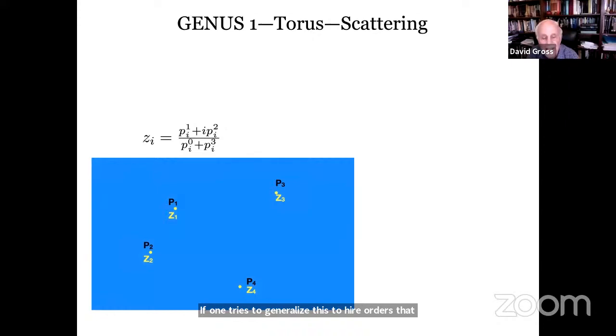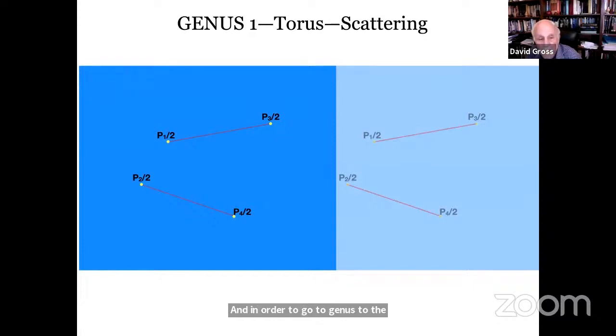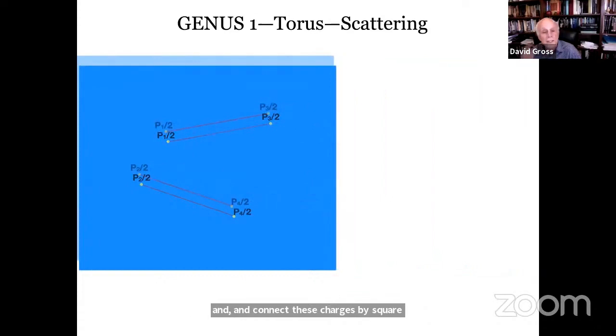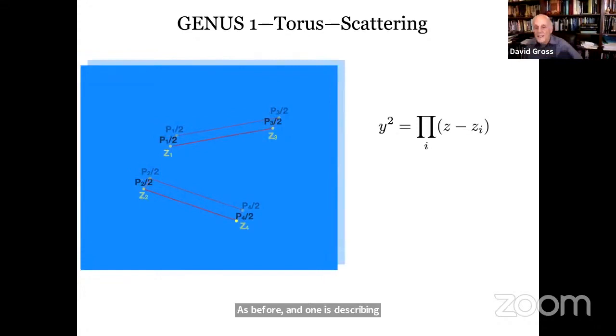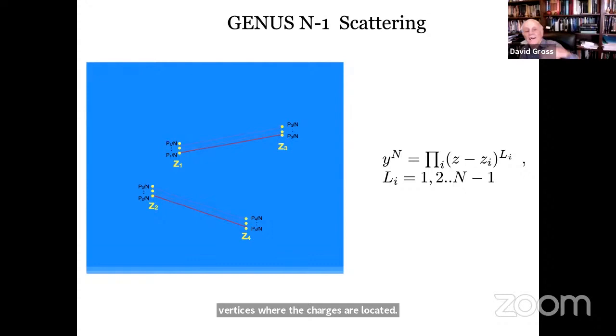In lowest order, essentially one is finding the equilibrium position of null charges pi on the complex plane in electrostatics. And in order to go to genus 2, the torus, one can simply take two copies of the complex plane, of the Riemann sphere, with half the charge at each, and connect these charges by square root branch points and construct a genus 2 surface, which is obviously in equilibrium as before. And one is describing the torus as this curve with square root branch points at the vertices where the charges are located. This has a generalization to hyperelliptic surfaces in genus N.